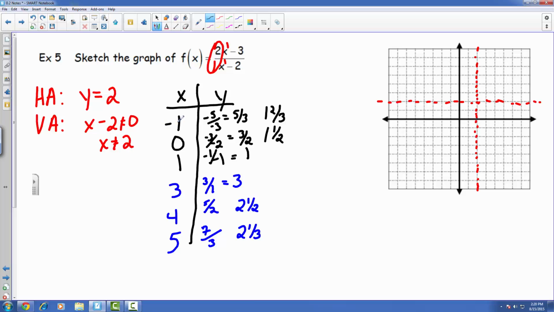Now let's go ahead and plot those points. We have -1, 1 2/3. That would be right here. At 0, we have 1 and 1/2, just in between a little bit more. At 1, we have 1.